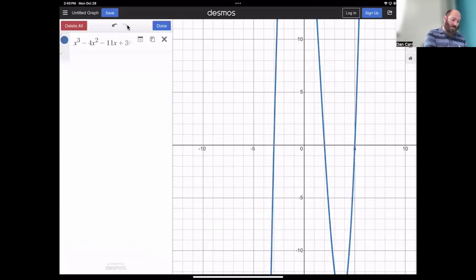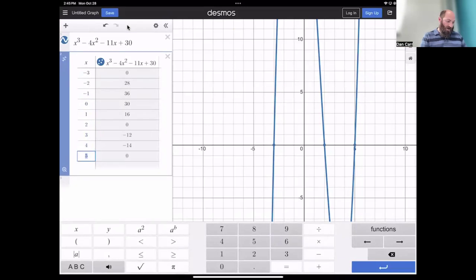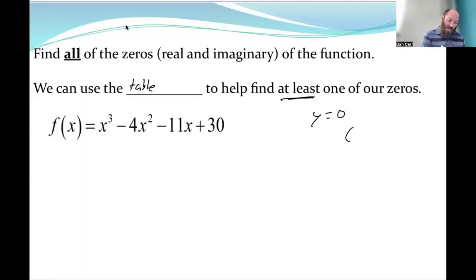If I go up here, click this and turn it into a table, I can find my zeros by plugging in more numbers. So I know there's a negative, let me just do a -3 here. There's one of my zeros, -2, and then so on. So it's -1, 0, 1, 2, 3, 4, 5, and there it is. Okay, so I have all of my zeros. I don't have to do anything else besides just list them out. I have zeros at (-3, 0), (2, 0), and (5, 0).